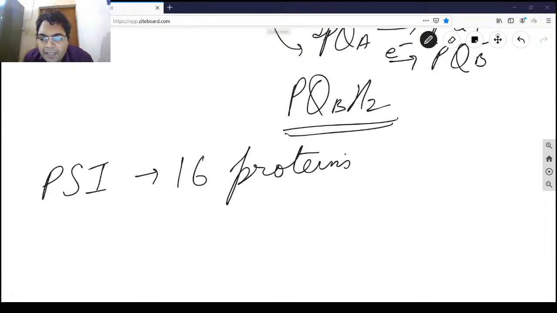Now one more thing, the cyclic electron flow between PS1 and the cytochrome b6f complex. If the cyclic flow happens, what will happen? It will always increase ATP production. So that is the perfect rule of this specific pathway.